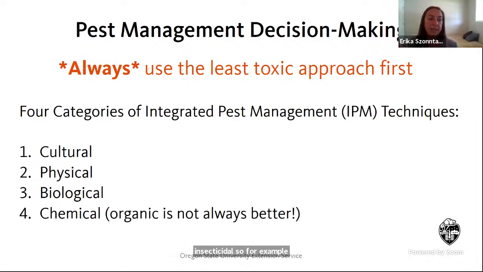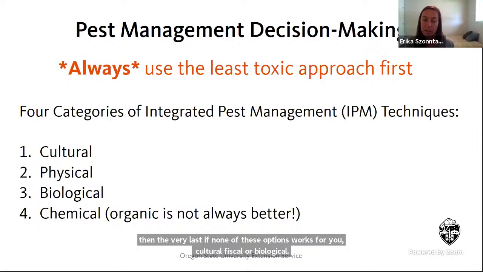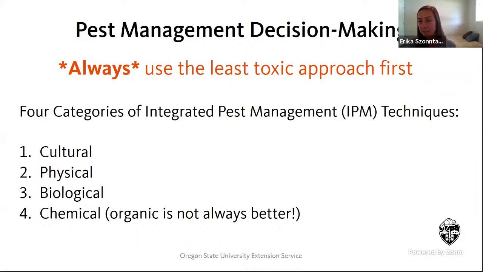And then the very last, if none of these options works for you, cultural, physical, or biological, then you can use chemical. But it's always good to remember, some folks automatically think that organic is safer than synthetic, and it's not. Origin does not dictate the safety of a pesticide.